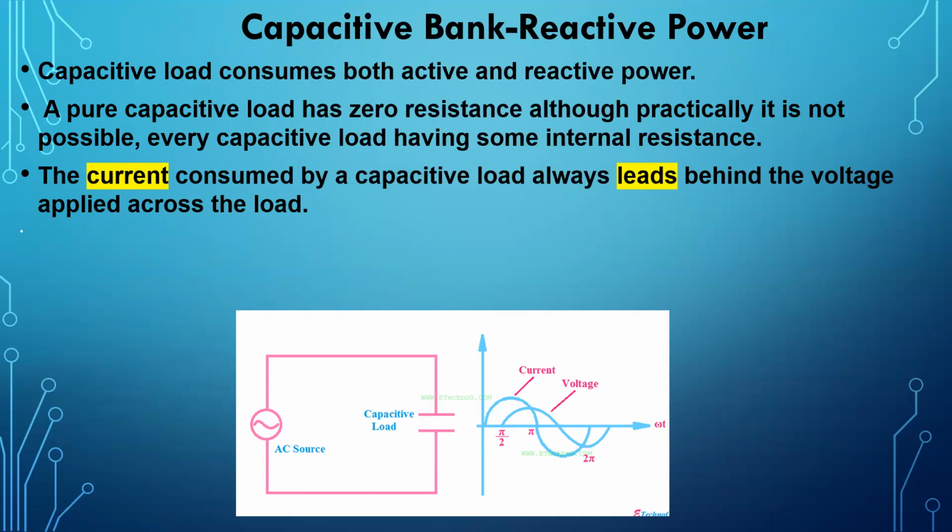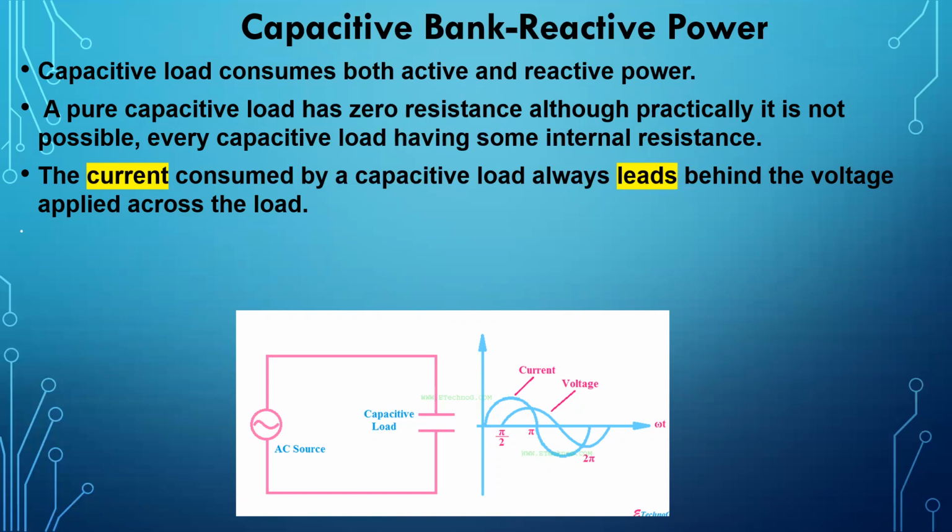Practically, this is not achievable. It's not possible to have a pure capacitive load. Some internal resistance will be there. So the first point tells us capacitive load consumes both active and reactive power. So some resistance is there. We are using the word active because resistance is going to use the active power. So some active and reactive power is present in the capacitive load.